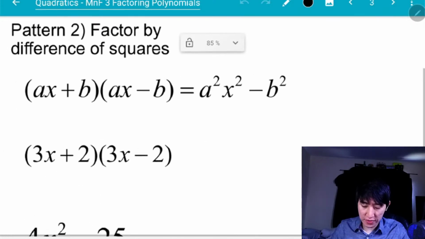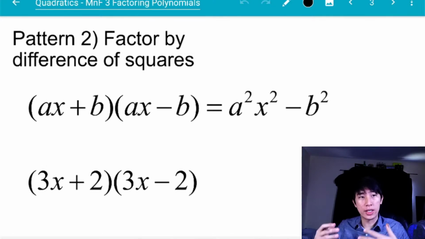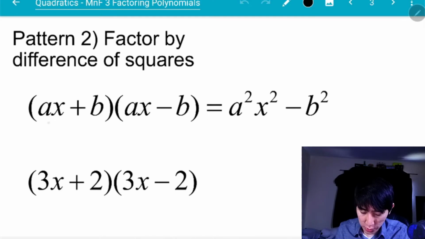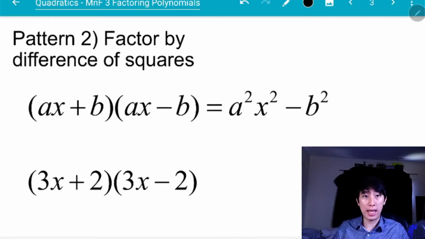The second one is factoring by difference of squares. Now, if you watched the last video, it should have been talking about difference of squares and the pattern of difference of squares. So let's talk about the general term or the pattern of difference of squares. Difference of squares means we have number plus number times number minus number. And the only difference between the left side and the right side is that one's a plus, one's a minus. And when you FOIL this out, the pattern says that if it follows this pattern, all that's happening is you're going to get something like this.